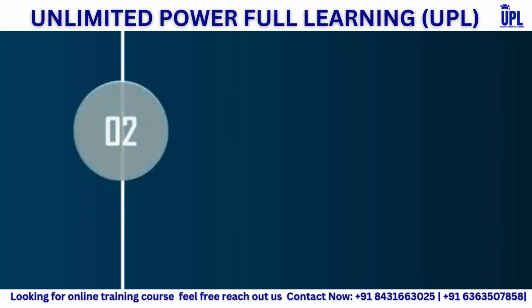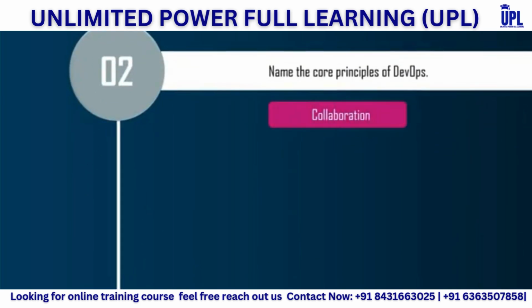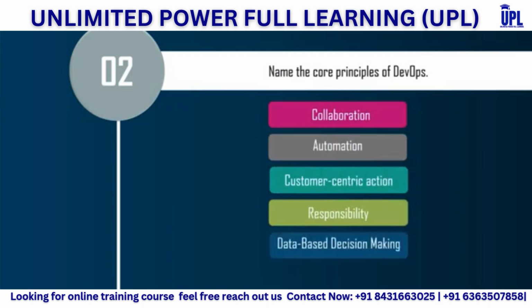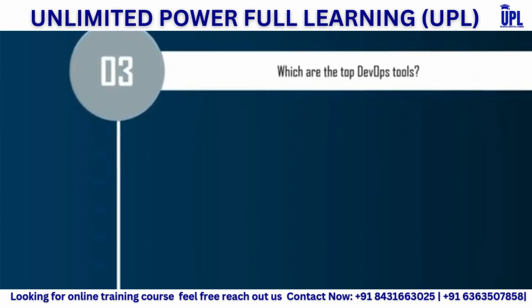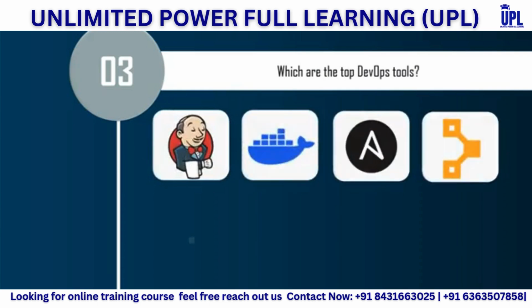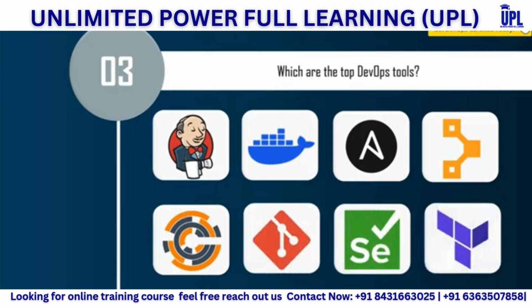And the next question is, name the core principles of DevOps. Collaboration, automation, customer-centric action, responsibility throughout the lifecycle, data-driven decision-making, and constant improvement. And the next question is, which are the top DevOps tools? And the top DevOps tools are Jenkins, Docker, Ansible, Puppet, Chef, Git, Selenium, and Terraform.